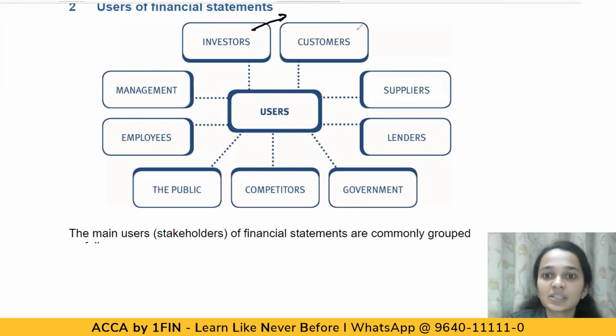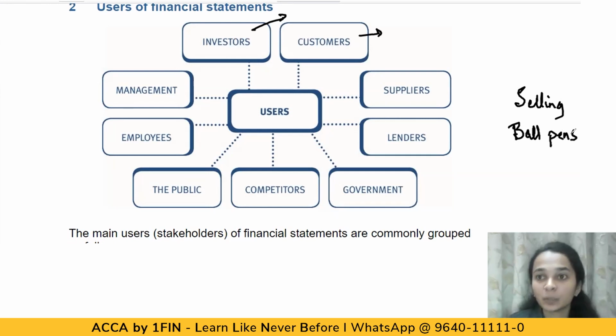Then come customers. Now, why do customers require financial statements? Say for example, I am into a business of selling ball pens, and I sell ball pens of a particular company. Say I sell ball pens of Link. Link is a company which makes ball pens, and I sell ball pens of only this particular company. I'm an exclusive dealer of ball pens which are made by Link.